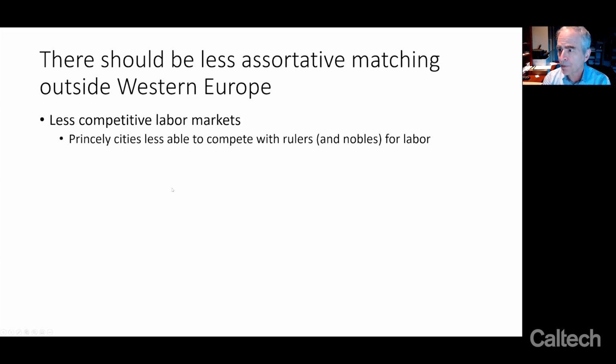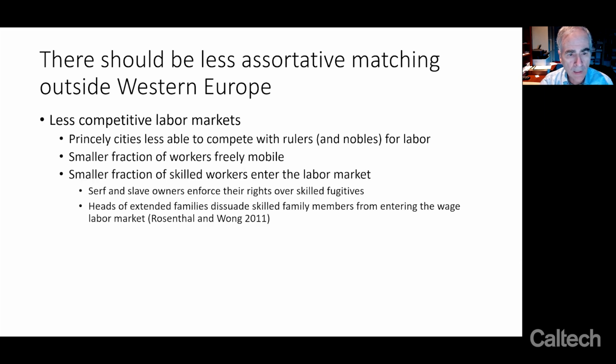But more generally, it's not just the Russian Empire. Princely cities in general throughout Eurasia, and those are the only kinds that exist, should have been less able to compete with rulers and nobles for labor. And smaller overall fractions of workers would be freely mobile. There's serfdom quite widely. There's slavery quite widely. Where serfdom and slavery are less prevalent, you have caste systems which restrict mobility. And then there are household registration systems in China which restrict mobility.